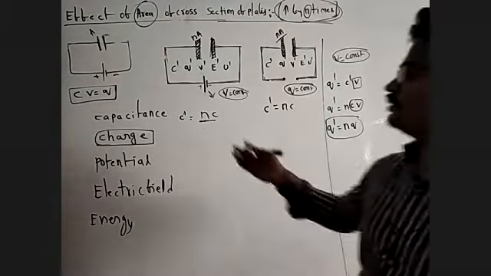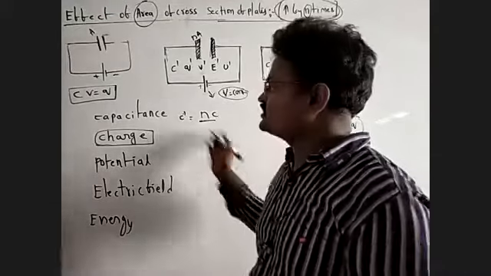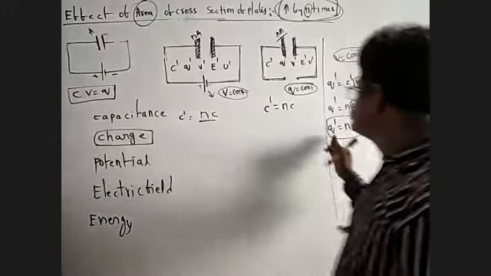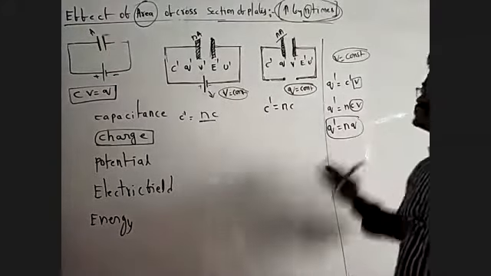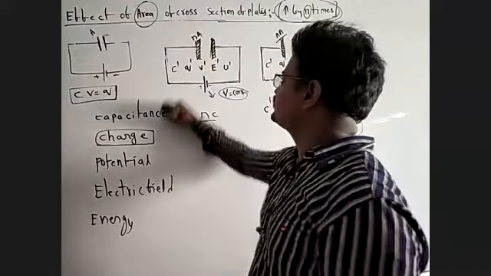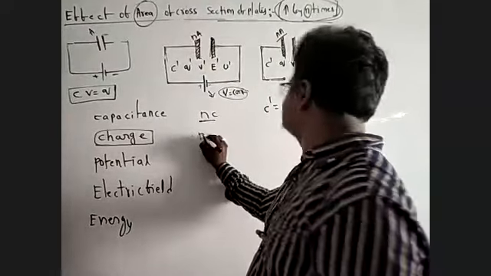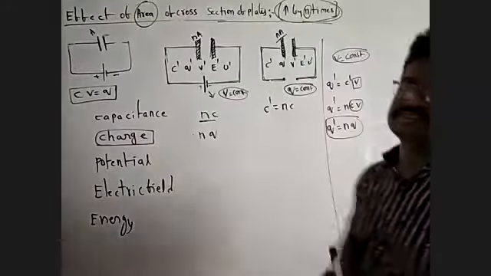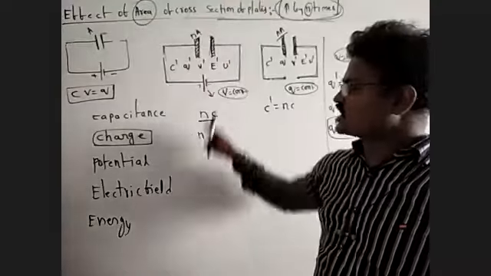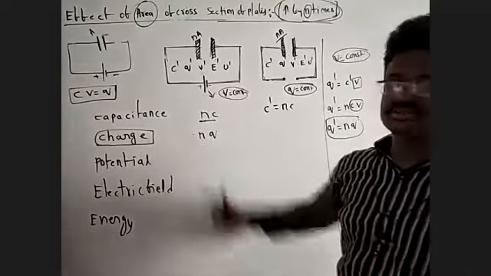What is the charge here? Charge is Q is equal to CV, but here the charge is Q dash is equal to NQ. The charge also increases. How much increase? The charge increases N times, N into Q. When the battery is connected to the capacitor, the charge increases N times.